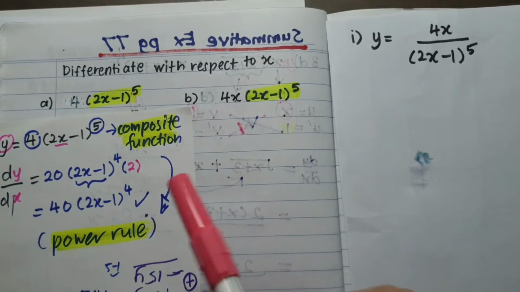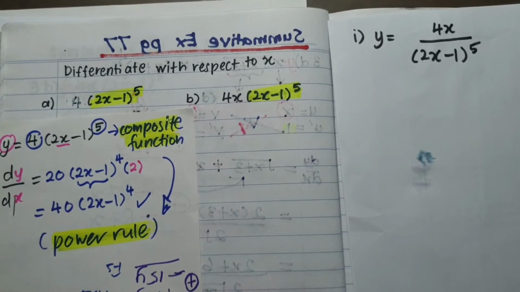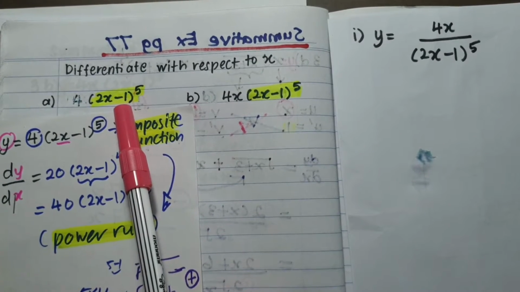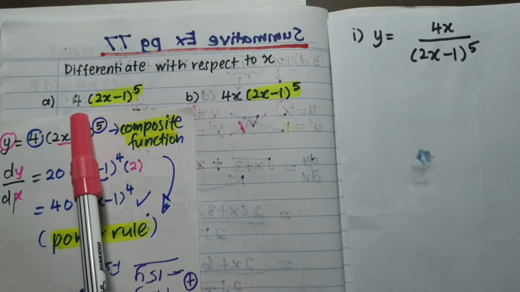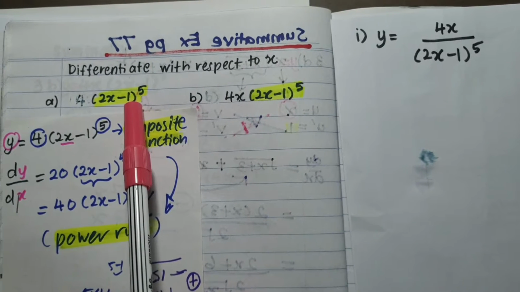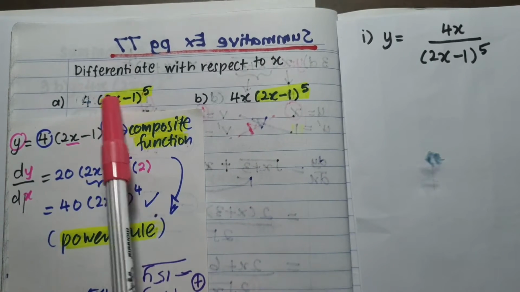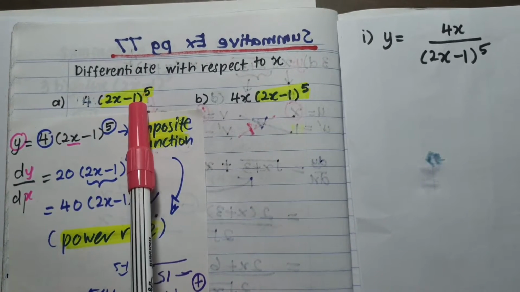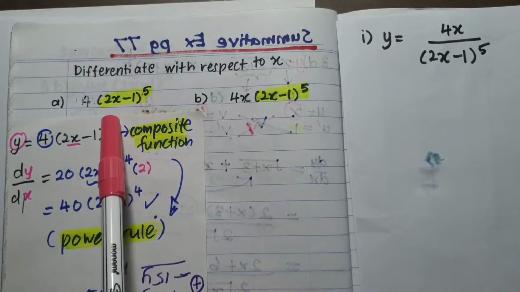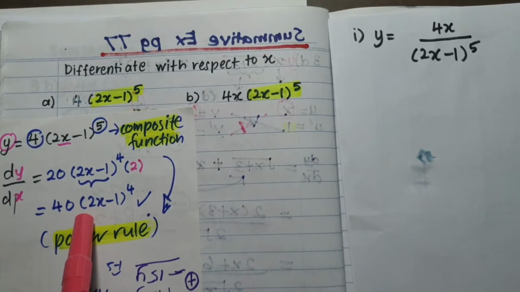Okay, next let's look at the next type of function. Alright, so you have a composite function. When you have a composite function like this, composite function means the bracket here has a power of more than 1. If you have this, you cannot expand, so you need to use the power rule. The steps are still the same.